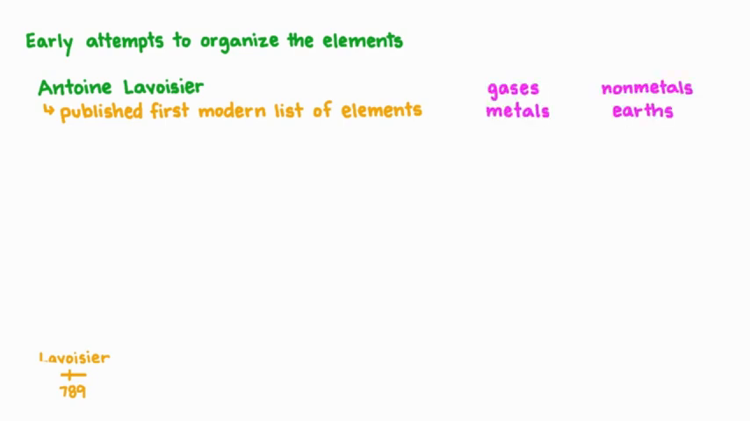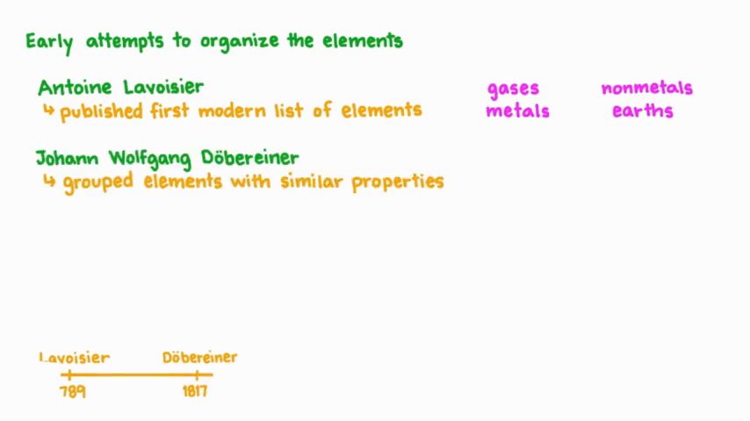Lavoisier categorized 33 elements into gases, metals, nonmetals, and earths. In 1817, German physicist Johann Wolfgang Döbereiner grouped together elements with similar properties. He called these groupings, which often contained 3 elements, triads.